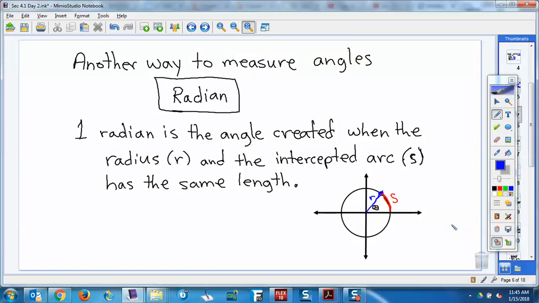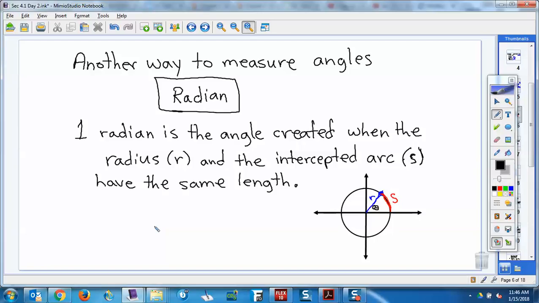Okay? Now, I kind of jumped ahead here a little bit, but this is a way to measure angles. 1 radian is the angle created when the radius and the intercepted arc have the same length. It should be half, isn't it? 1 radian is the angle created when the radius and the intercepted arc have the same length. Okay? That is 1 radian.